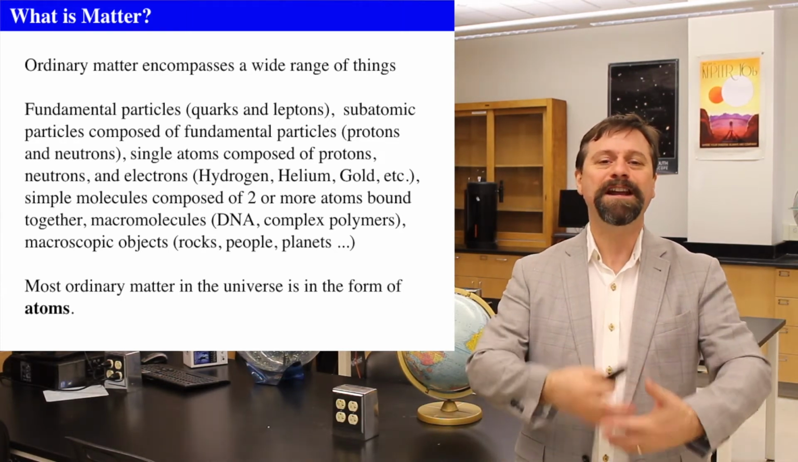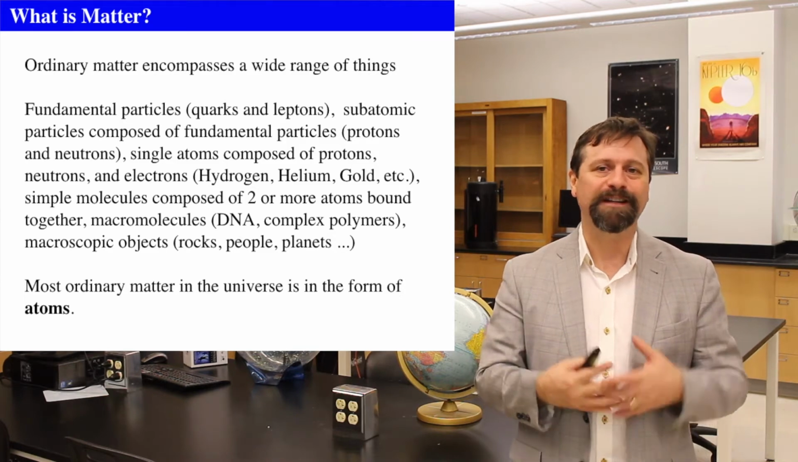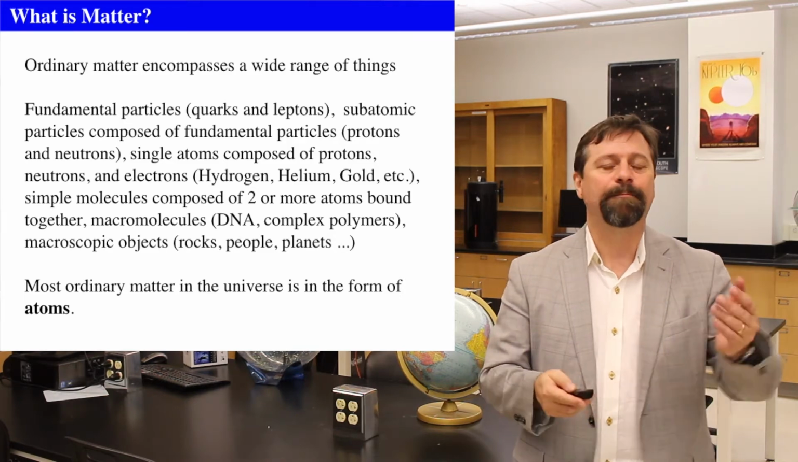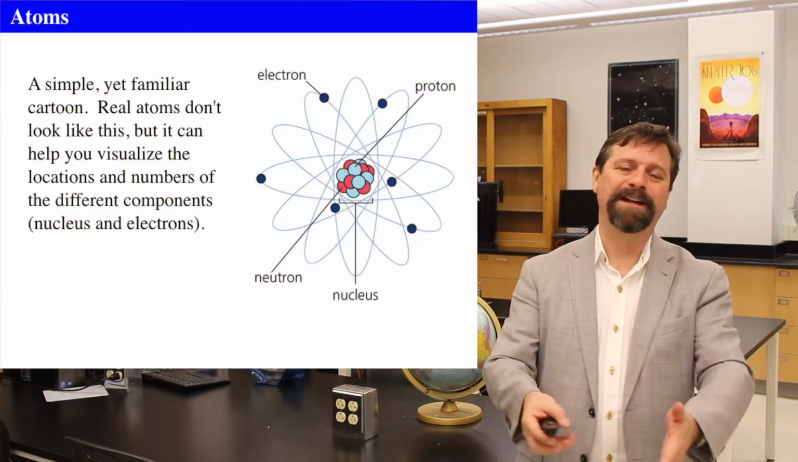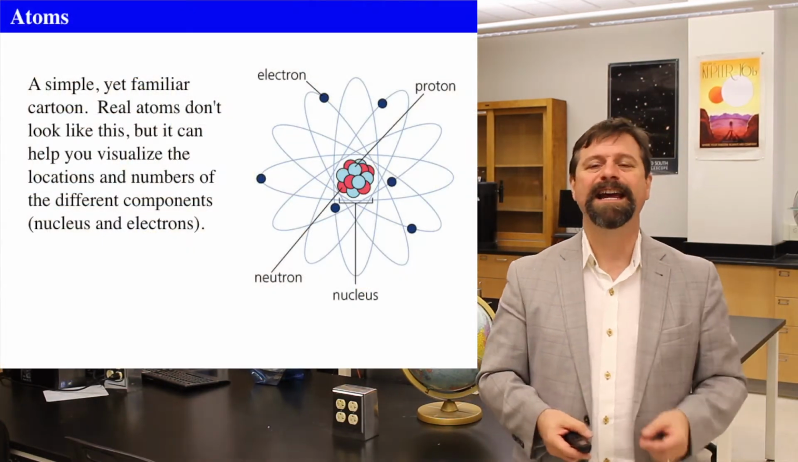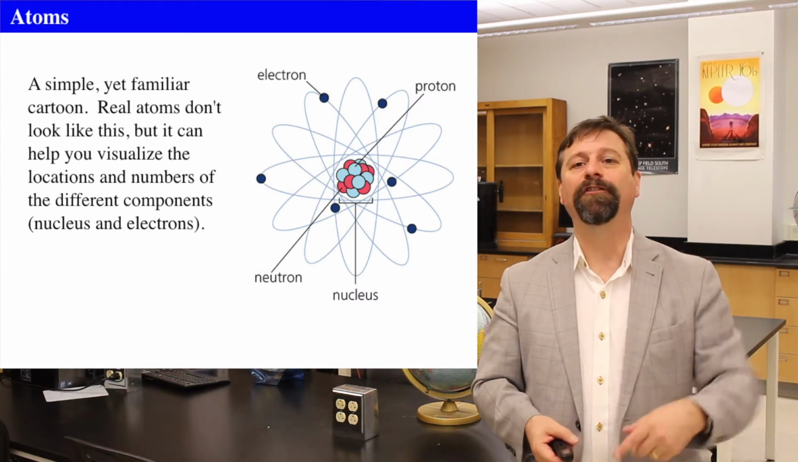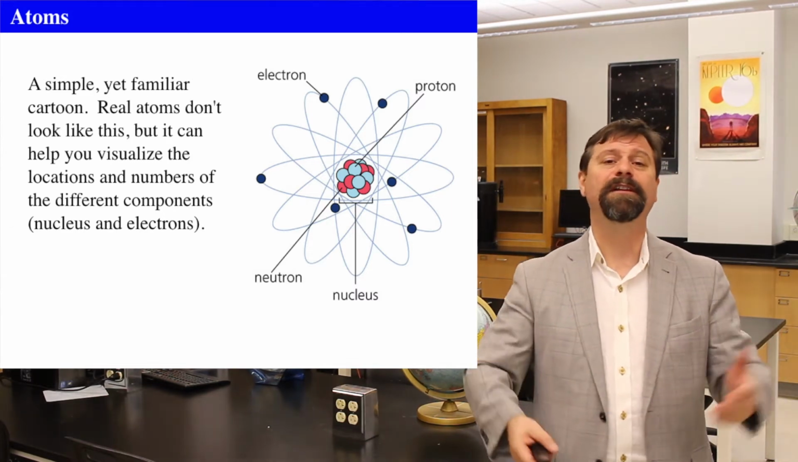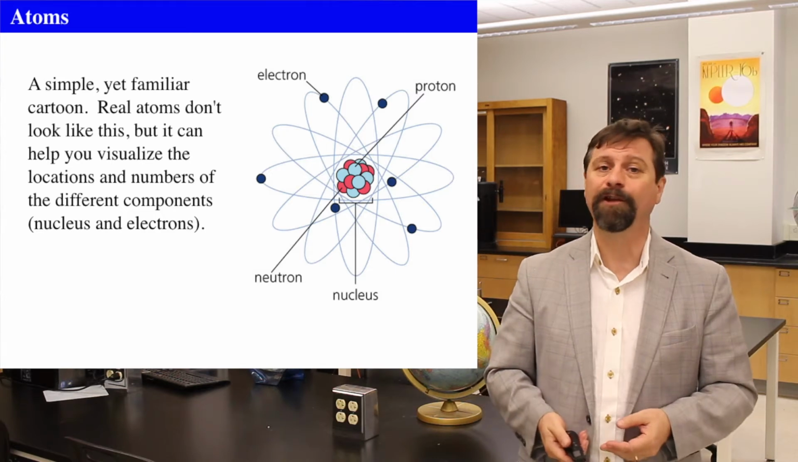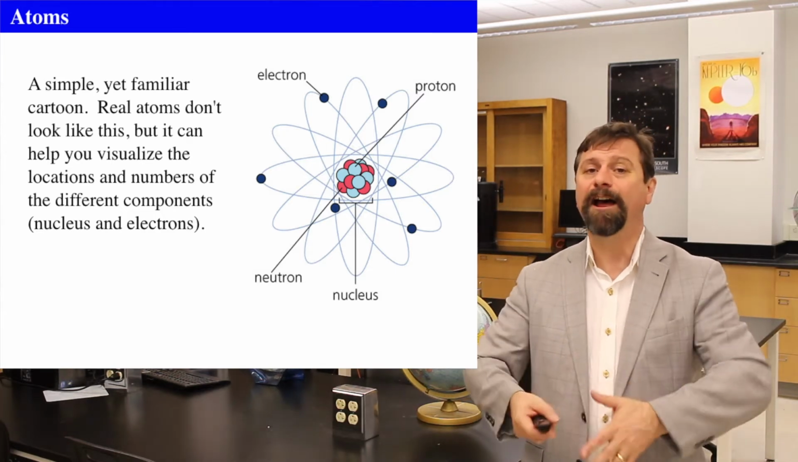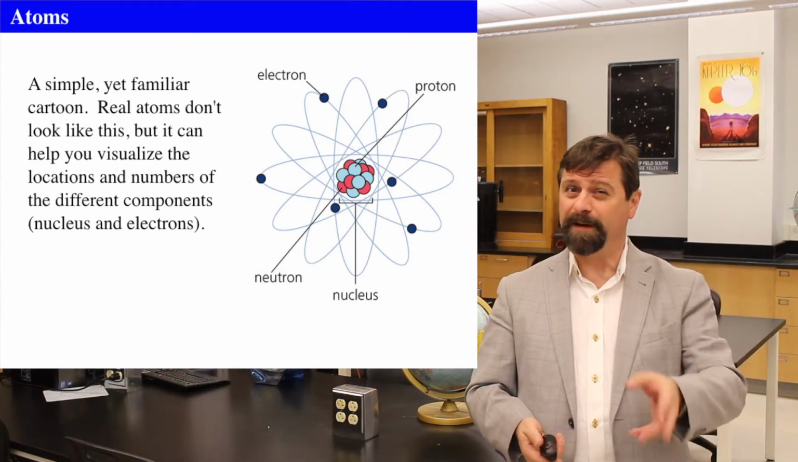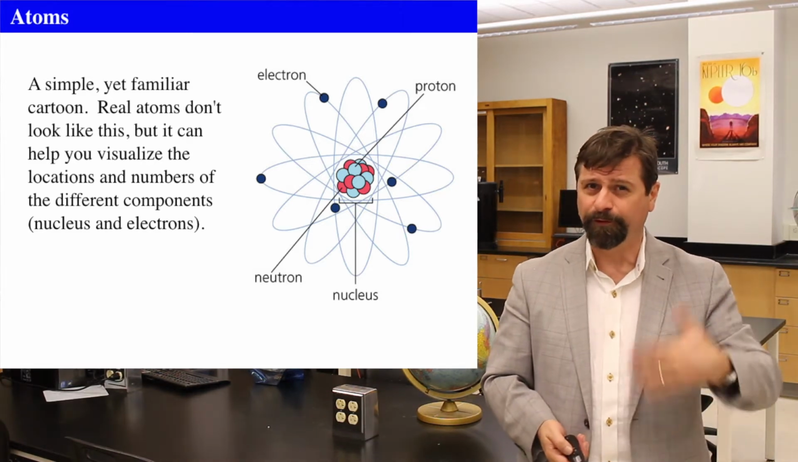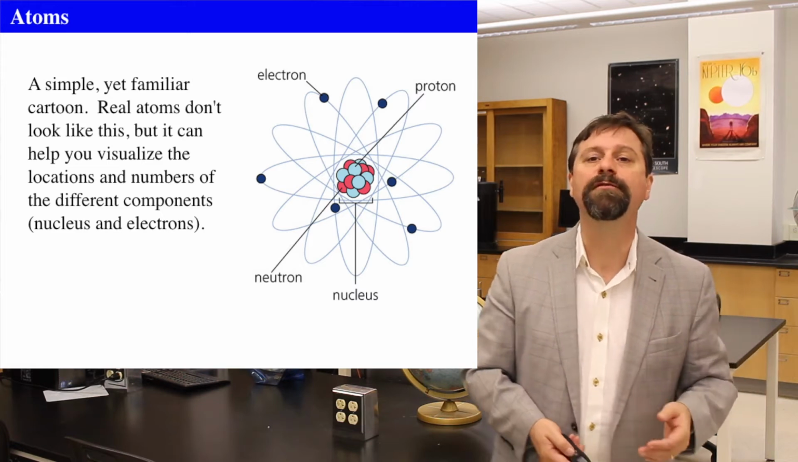So ordinary matter in the universe is what we call atoms, and it makes up all the stuff that we know. So what's an atom? All right, so an atom has a nucleus, and a nucleus has some electrons swarming around it. And that cartoon we always see, and have seen for a long time, is a really helpful visualization, but it really doesn't look like that. We'll talk about what we mean by that next time, but we'll go with this cartoon for a little bit.